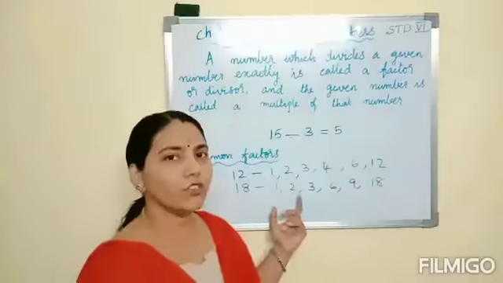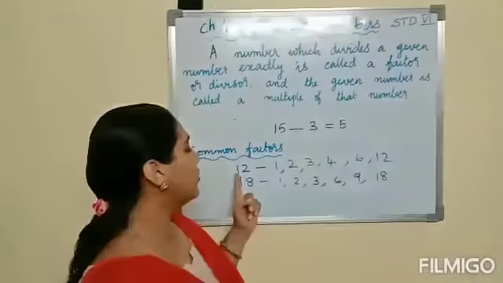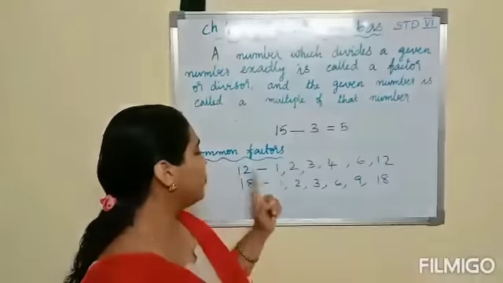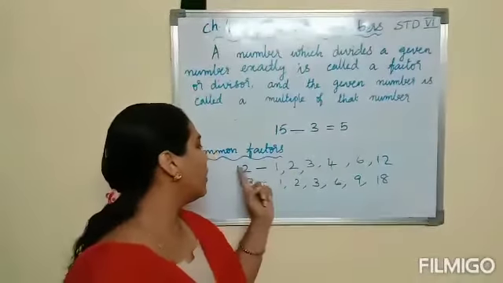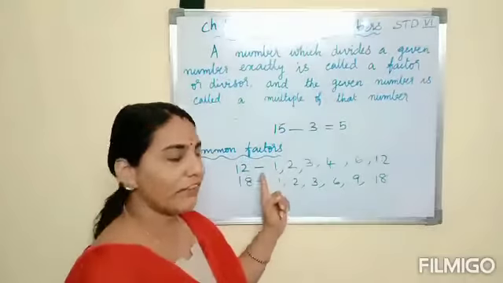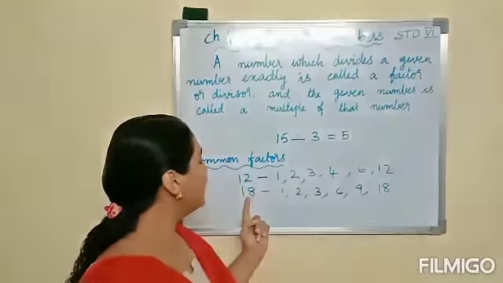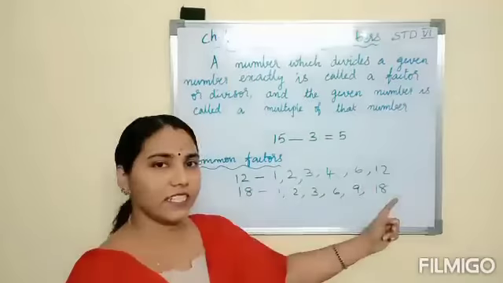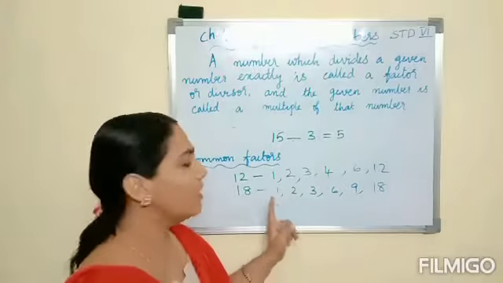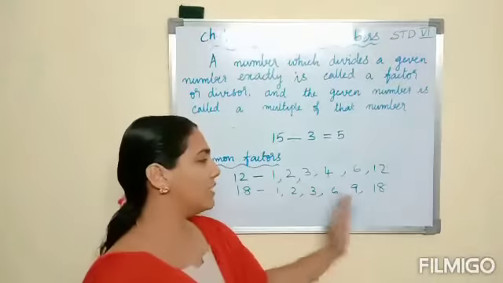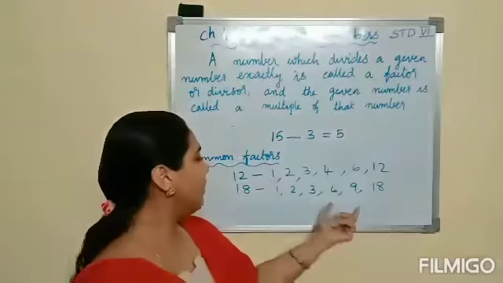Okay. Common factor. So we take two numbers here, 12 and 18. First we want to find out the factors of 12. Factors of 12 are 1, 2, 3, 4, 6, 12. Here 1 into 12 is 12. So what you can see from this is that 1 is a factor of every number and the given number is also a factor of that number. And for 18, 1, 2, 3, 6, 9, 18 are the factors. Here also you can see that 1 is a factor of every number, as you studied in the previous year also, and 18 is a factor of 18 itself. So these are the factors of 12 and 18.